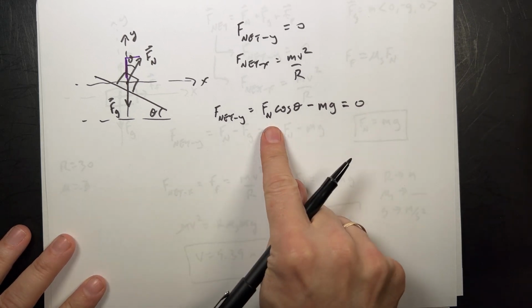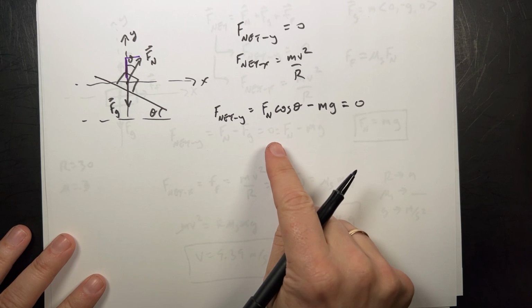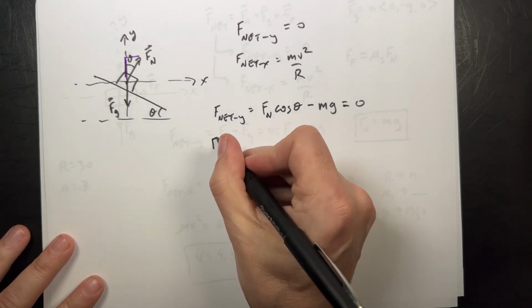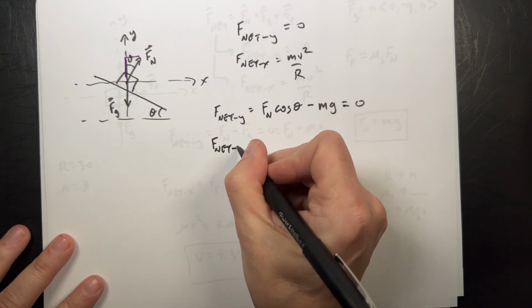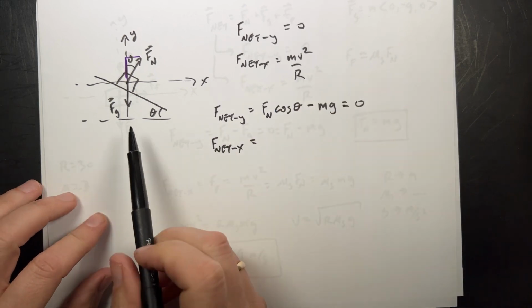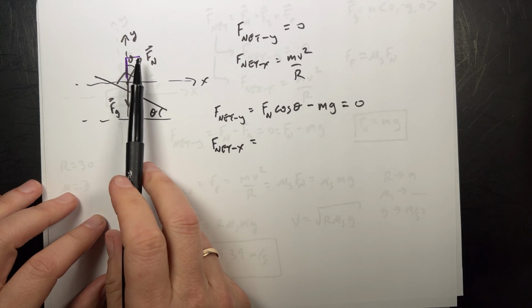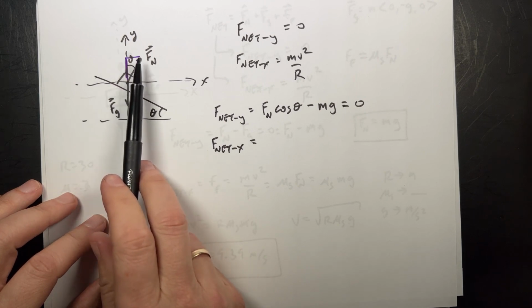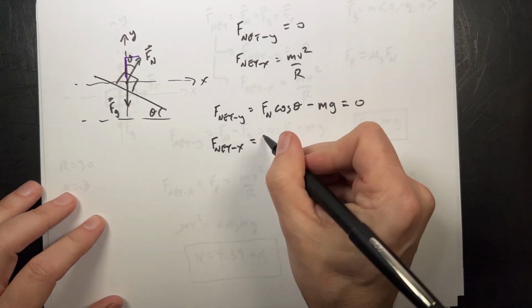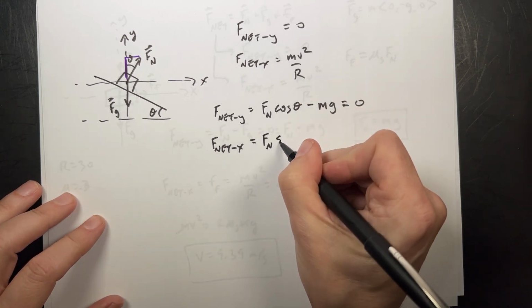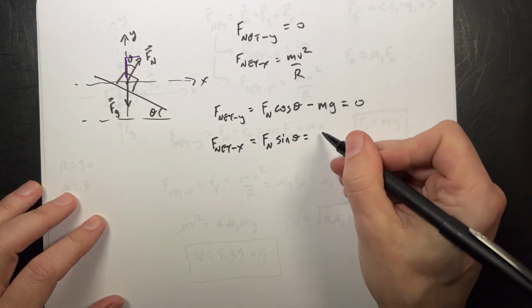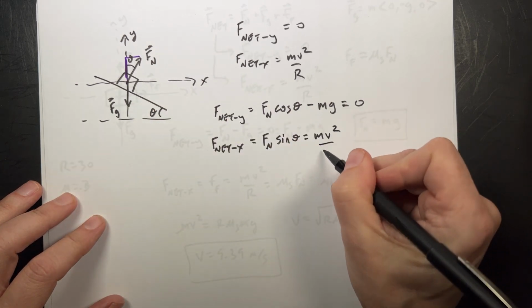Let's just leave that for right now. Now let's do the x equation. F net x is going to be equal to, the only force in the x direction is a component of the normal force. It's that opposite side right there. So I'm going to use Fn sine theta, because that's the opposite side, and that's going to be equal to mv squared over r.